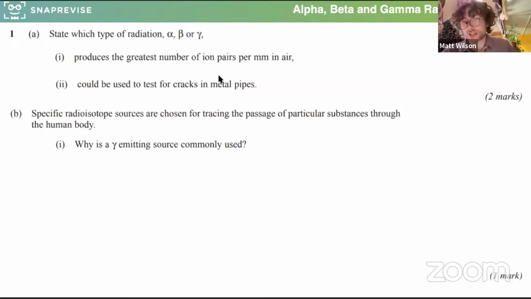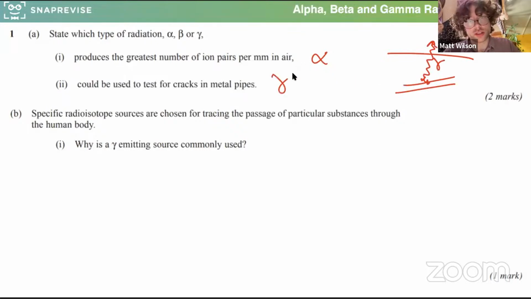Okay, so I'll jot this down. The most ionizing type of radiation was alpha particles, this big heavy kind that keeps bumping into things and doing lots of damage. Okay, which kind can be used to test for cracks in metal pipes? Well, to test for cracks means that it's going to have to pass through some barrier, for instance, the ground, to reach us. So here's our pipe. Here's the flow. We want this to pass through the ground. So it needs to be weakly ionizing. It needs to be able to get far and be hard to block. So that's going to be gamma.